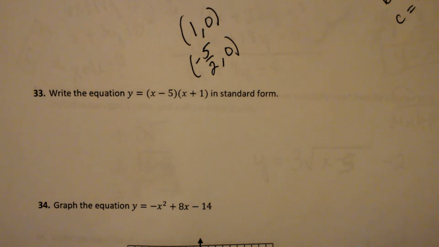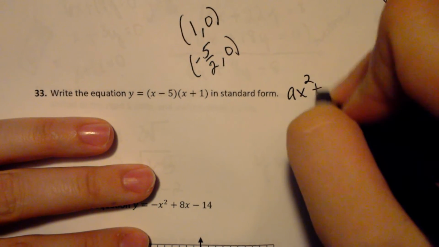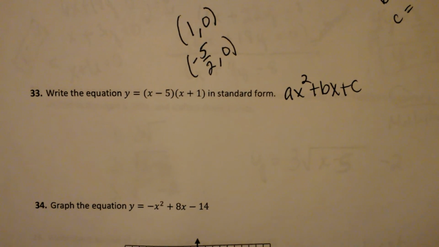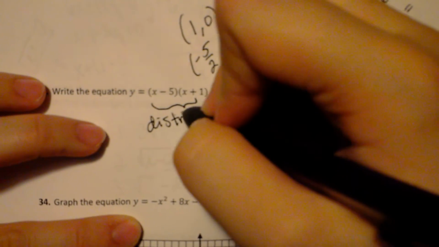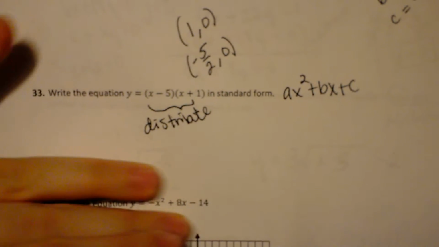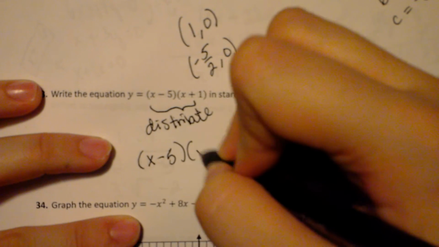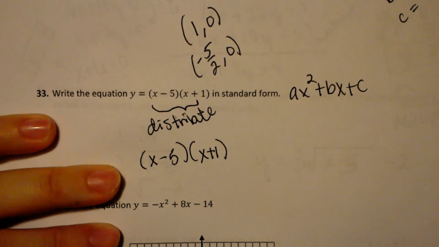So 33 says write the equation y equals x minus 5 times x plus 1 in standard form. So standard form, that's the ax squared plus bx plus c. That's what a standard form quadratic looks like. So that's telling me I need to distribute. So x minus 5, x plus 1, I'm going to distribute.